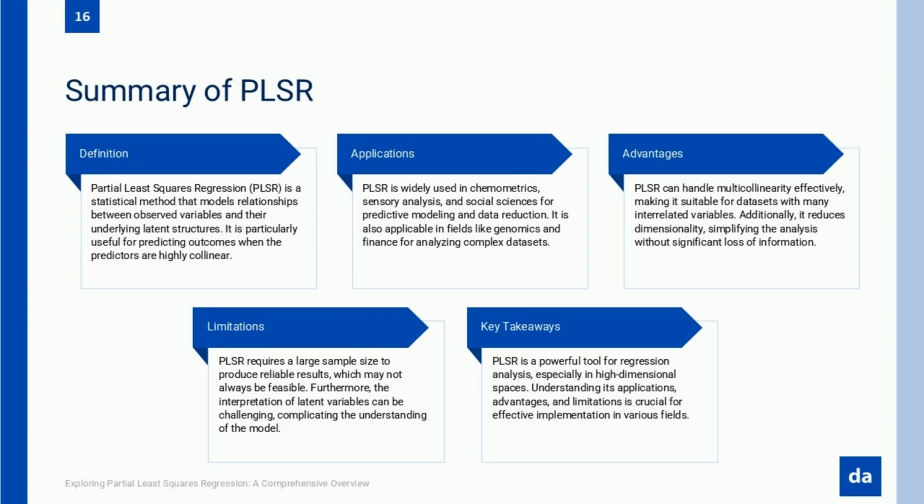So, where does PLSR shine? In high-dimensional data sets where traditional regression methods struggle. It's widely used in chemometrics to analyze chemical compositions, in genomics to identify biomarkers, in social sciences to model human behavior, and even in economic forecasting. Basically, if your dataset looks like a tangled mess of relationships, PLSR is your best bet for making sense of it.